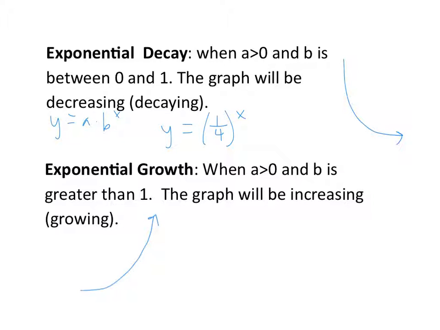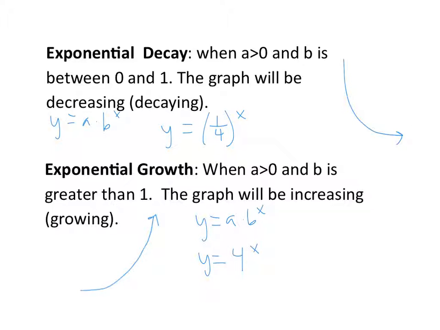Exponential growth occurs when a is greater than 0, again, so it's positive, and b is greater than 1. So now, for our general exponential y equals a times b to the x, we are going to say that a is 1 and b is 4, so something greater than 1. This was a function that we graphed the other day in our notes, where it was growing, it was increasing. And so that's the difference between growth and decay.